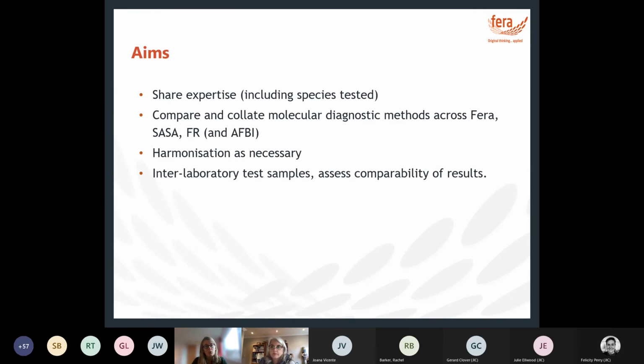In principle, we could be using different methods, but as long as we get the same results, so a single sample sent in would produce a positive or an inconclusive result or a negative, then that's the main thing. So we wanted to have an interlaboratory test process where we sent the same sample to different labs to compare the results that people were getting.